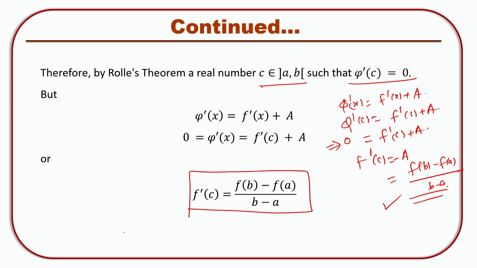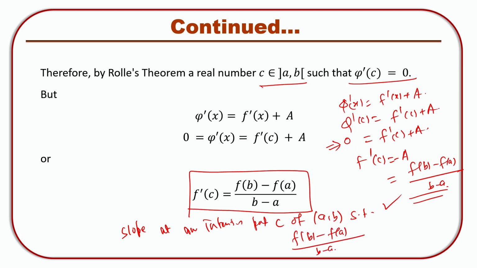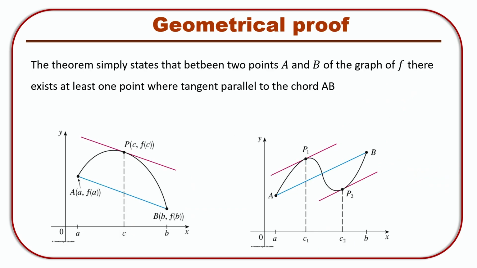So we have calculated the slope at an interior point c of the open interval (a, b) such that it is equal to f of b minus f of a divided by b minus a. That means it is equal to the ratio itself. The theorem simply states that between two points a and b of the graph of f, there exists at least one point where the tangent line is parallel to the chord AB.